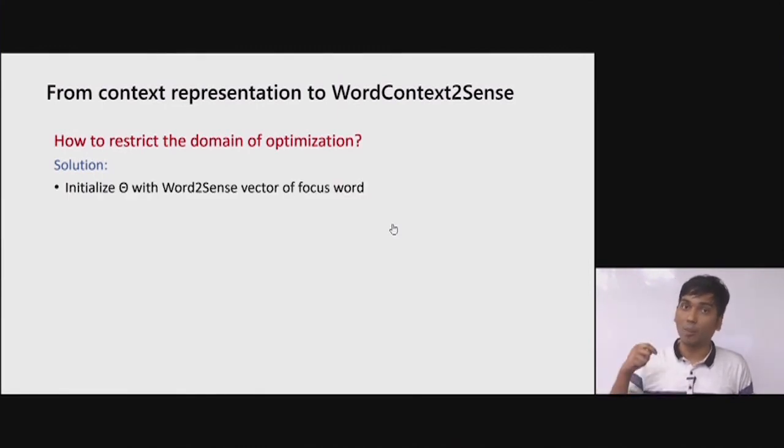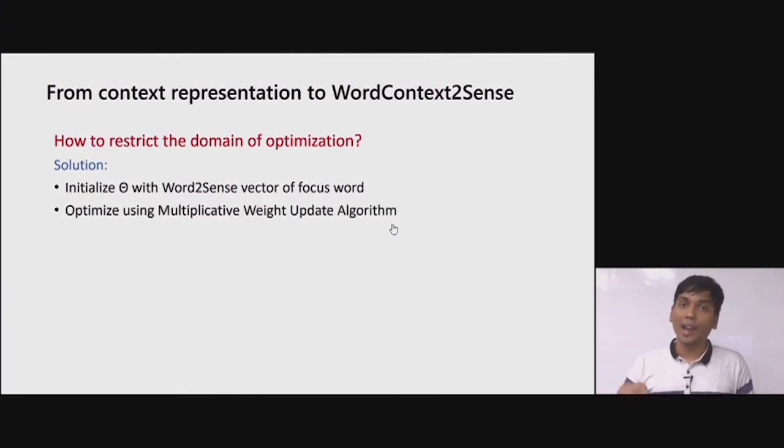So I start my optimization with the Word2Sense vector of the focus word, and then I run a multiplicative weight update algorithm. Now why? The reason is in the name itself. It's a multiplicative algorithm, so it will only change the non-zero values. So the subset of optimization, or the domain of optimization, stays the same throughout the training. The final iterate theta t that I get can be called the word context to sense, or the refinement of word to sense, or the focus word dependent on the context.